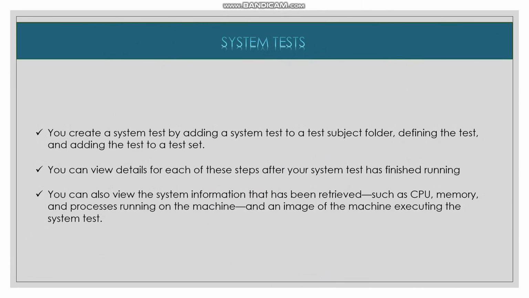System test. You can create a system test by adding a system test to a test subject folder, defining the test, and adding the test to a test set. You can view details for each of these steps after the system test has finished running. You can also view the system information that has been retrieved, such as CPU, memory, and processes running on the machine, and an image of the machine executing the system test.